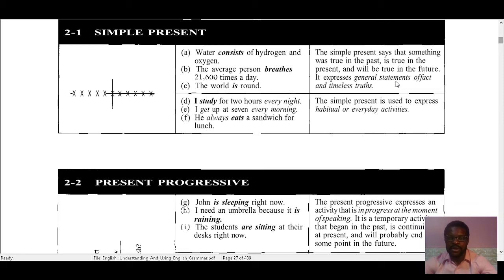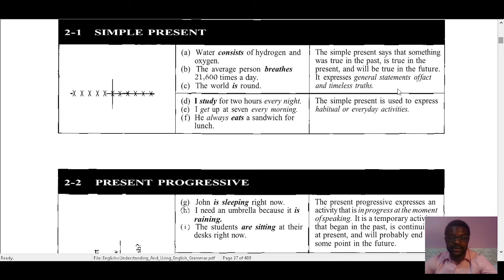For example, the President of the United States of America lives in the White House. It has always been like that. All the presidents of the United States of America have always lived in the White House. Up to date, the current President, Joe Biden, also lives in the White House. So it expresses general statements of fact and timeless truth. Facts are things that are true, and a timeless truth.